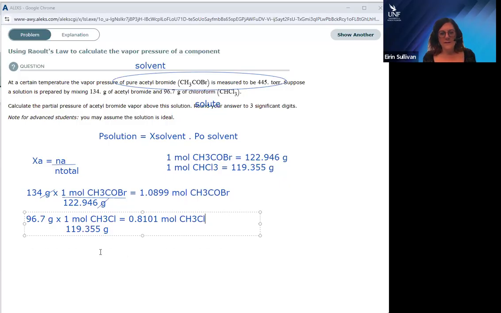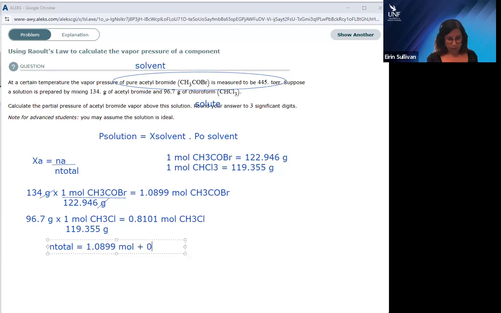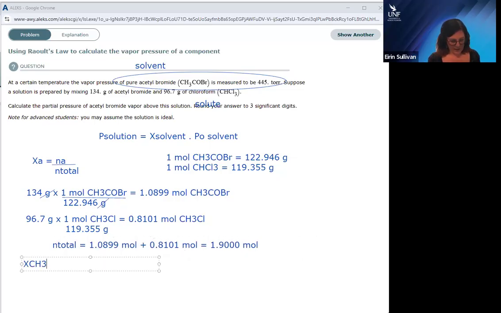All good to know. Then we need to work out our total number of moles in the solution. That is the number of moles of acetyl bromide and the number of moles of chloroform added together. So 1.0899 moles plus 0.8101 moles gives me a total of, drumroll please, 1.9000 moles total.